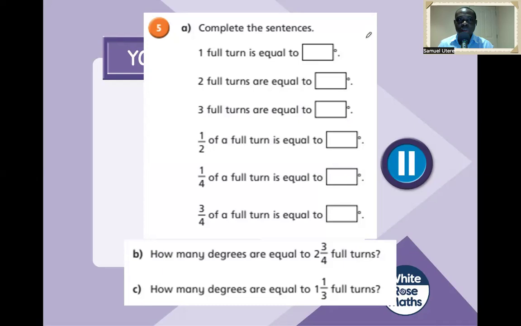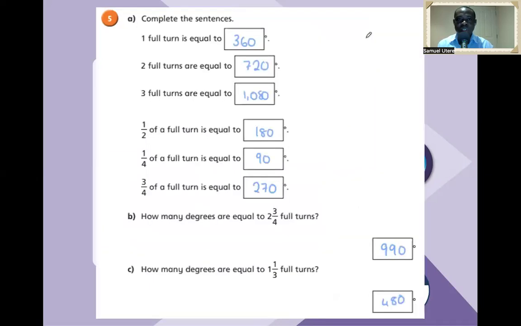Assuming you've paused the video and you've answered the questions, here are the answers. A full turn is equal to 360 degrees. 2 full turns is 360 times 2, which is 720 degrees. 3 full turns will be 360 times 3, which will be 1080 degrees. Half a full turn is 180 degrees. A quarter of a full turn is 90 degrees. And 3/4 of a full turn is 270 degrees.